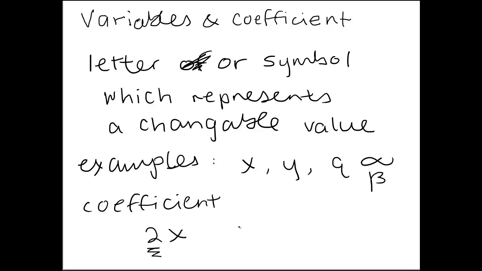A coefficient could also be a fraction, so you could have 1/2 x, but that could also equal x over 2. The coefficient would still be 1/2. Does that make sense? Next we're going to talk about the distributive property.